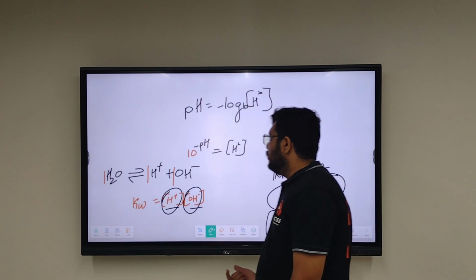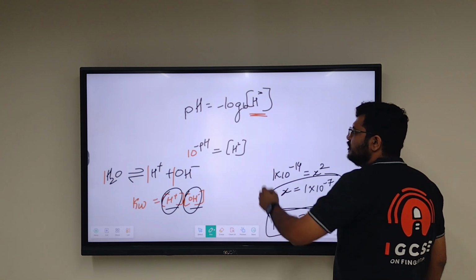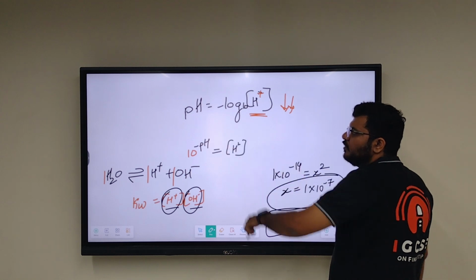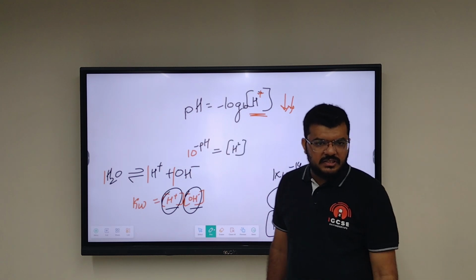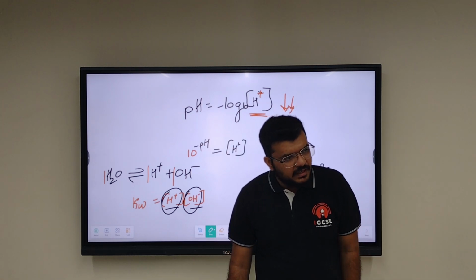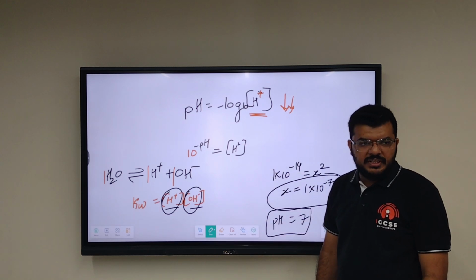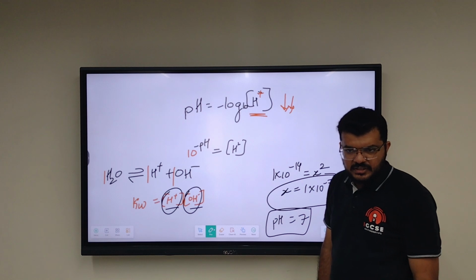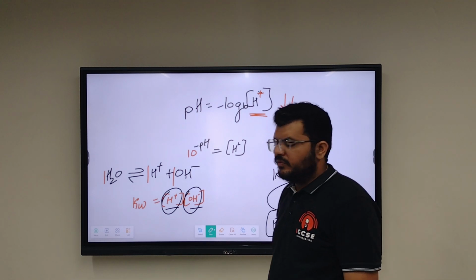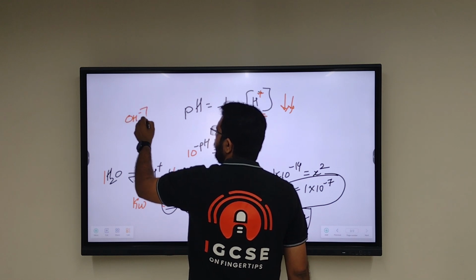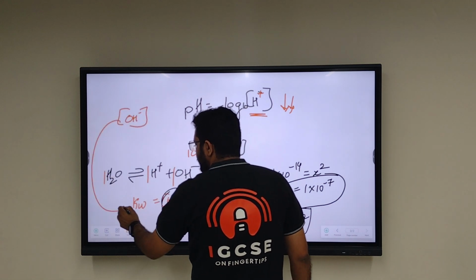Because the pH formula goes like this, if the H plus ion concentration decreases, the value of pH increases, right? If the H plus ion concentration increases, the value of pH decreases, right? This is how we can find out. So even if you know the concentration of OH minus, you can keep it here.